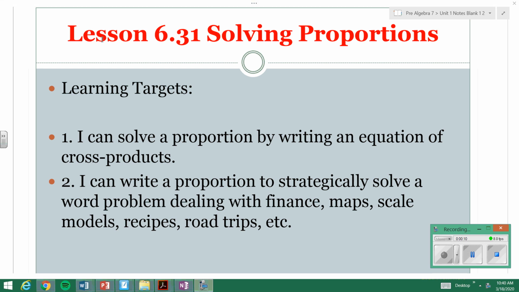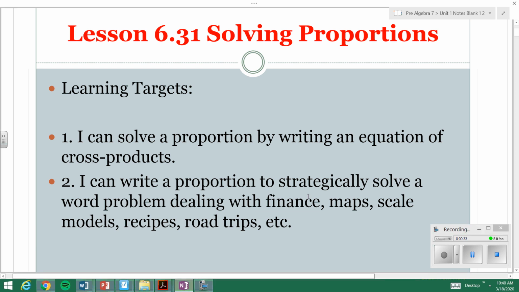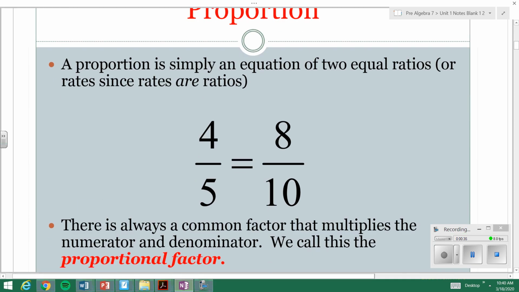Today we're jumping into lesson 6.31 and we're getting out of ratios and unit rates and into proportions. So today we're going to solve proportions, figure out what proportions are first and foremost, but we're going to solve them by writing an equation of cross products. Then we're going to write a proportion to solve word problems dealing with finance, maps, scales, models, recipes, road trips, etc. So explaining the world with middle school math, once again, that is our job.